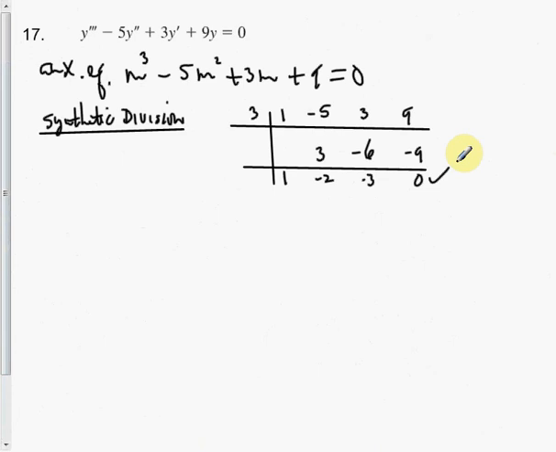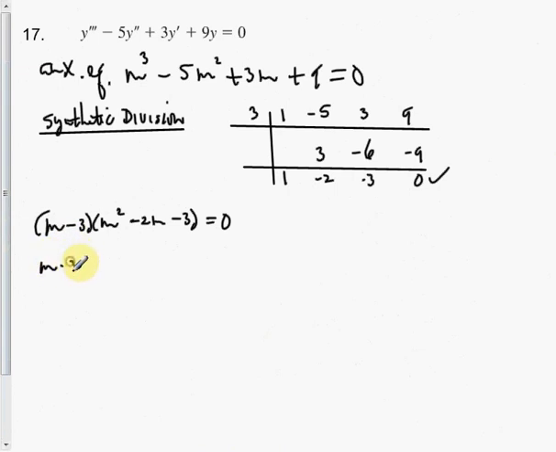Now, you could have tried 1 at first, but here's the thing. Whatever number you try, you want to end up with a 0 down here. So that 0 means that this 3 divides that polynomial. And so we can write the auxiliary equation like this: m minus 3 times m squared minus 2m minus 3 equal to 0. Now let's see if we can factor that m squared minus 2m minus 3.